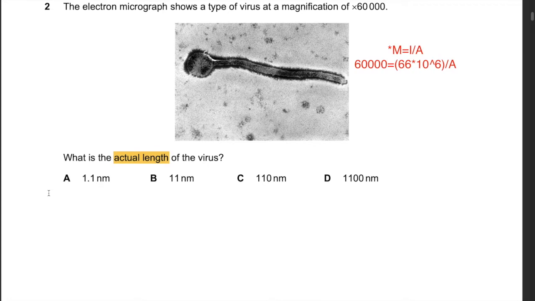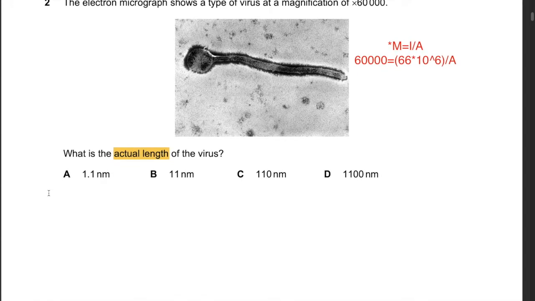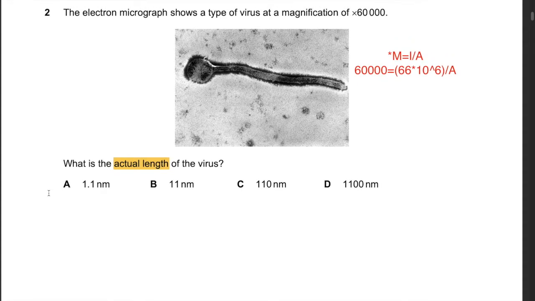Question 2. The electron micrograph shows a type of virus at a magnification of times 60,000. What is the actual length of the virus? So magnification is equal to image size upon actual size. They have given the magnification and we just have to measure the length of this virus given in the photograph. Therefore, when we calculate it, we get the actual length as 1100 nanometers. Remember to make sure that all your units used in the calculations are the same. So if it's nanometer, it should be nanometer. Since the final answer is in nanometers, make sure you convert it into nanometers.